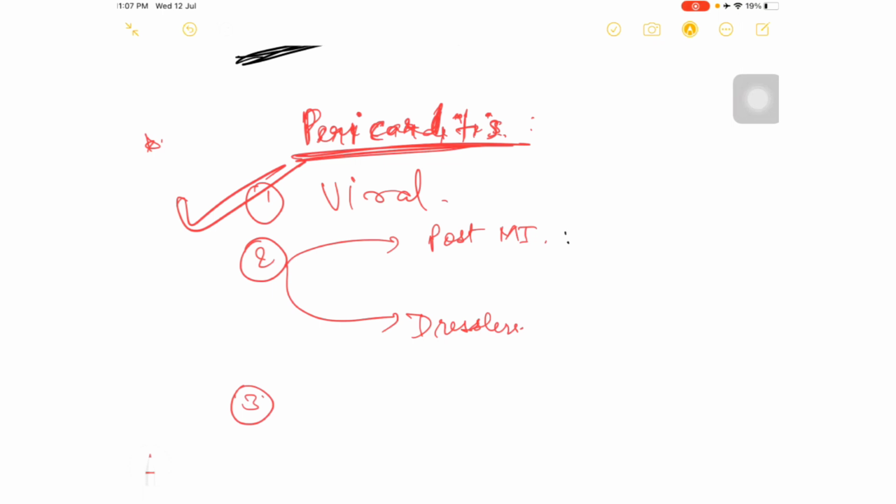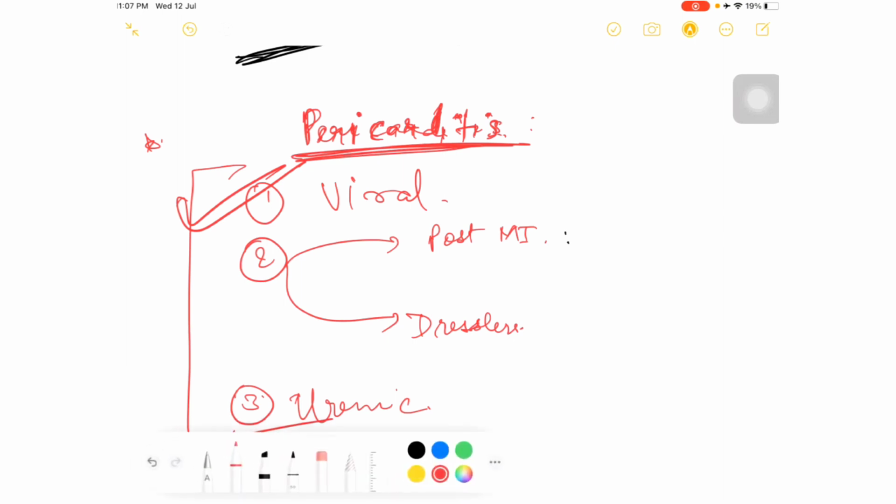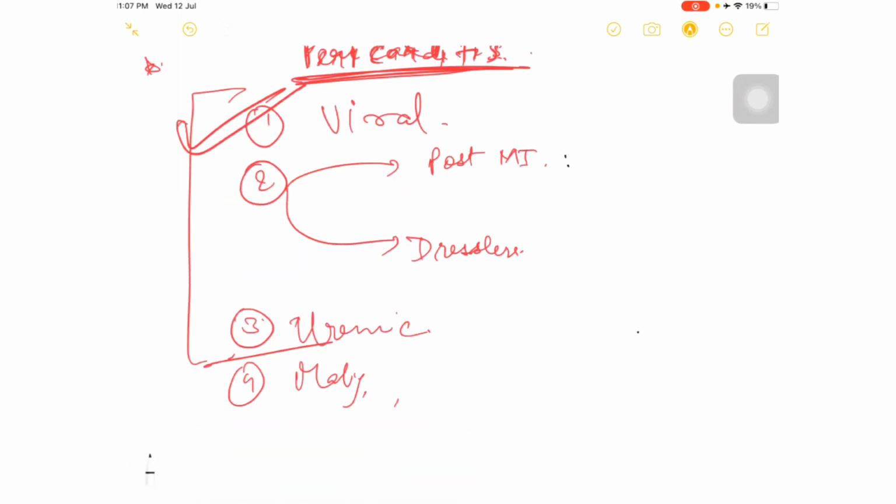Come on, everyone think and tell me. Uremic. Yeah. Then last will be malignancy, surgery, trauma, radiation, and so on. Important are these three. Now here the post MI one is important.